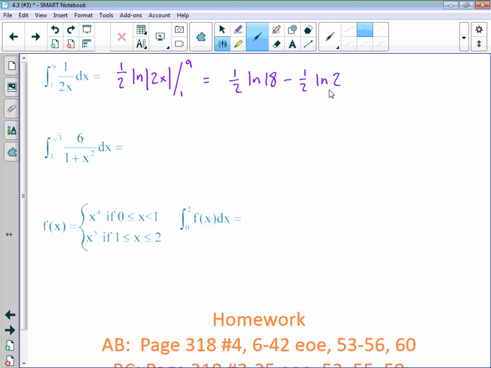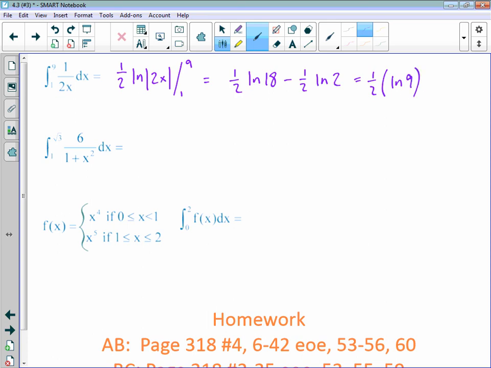With natural logs, they're going to try to combine as much stuff together as they can. So I'm going to take a half out front. And so I've got natural log of 18 minus natural log of 2. How can I put those together? Divide. So 18 divided by 2 would give me 9.